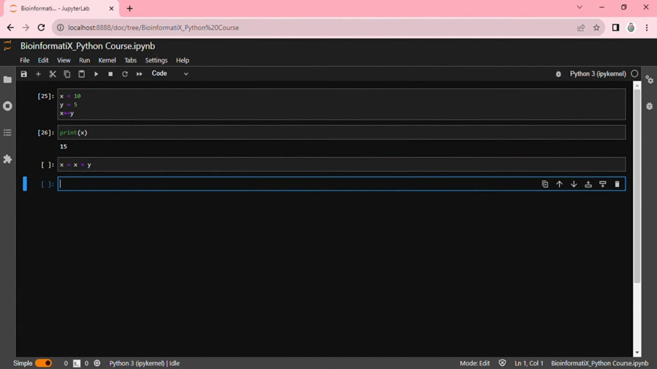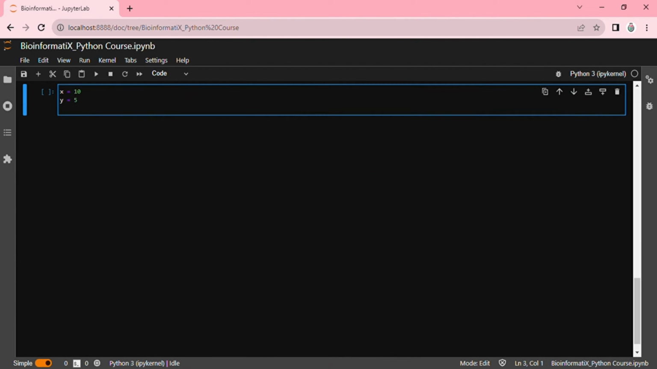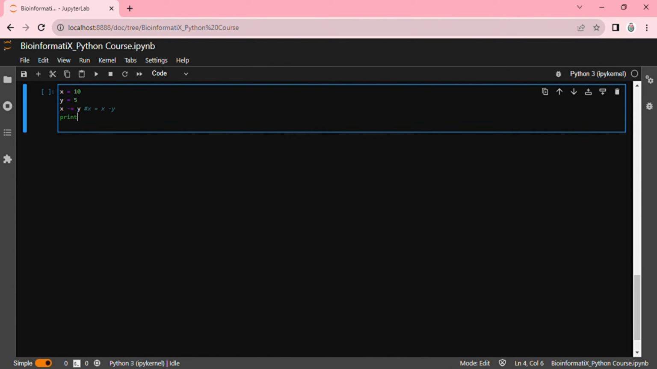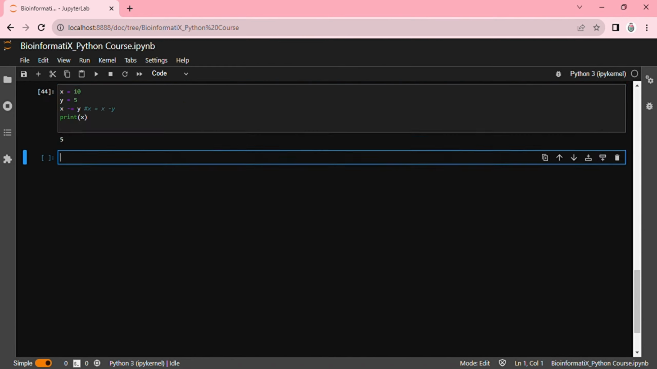And now let's go for another example with subtraction. When we say x equal to 10 and y equal to 5 also, in this case, x minus equal y means x equal to x minus y, which means 5. So when we try to print x, it gives us 5. As we said, this is equivalent to x equal x minus y. It subtracts the value of y from the current value of x and assigns the result back to x.